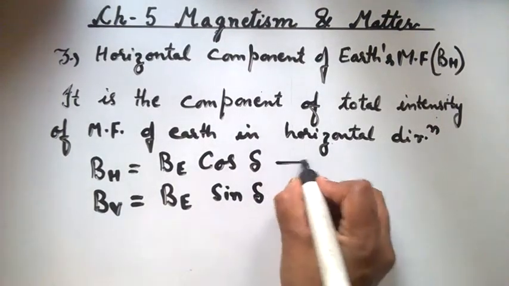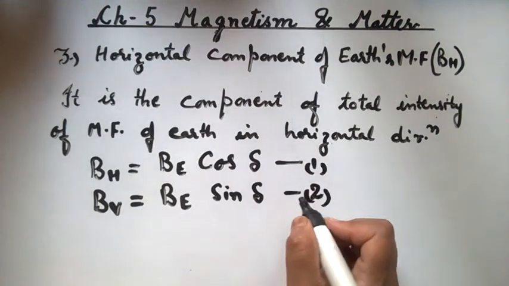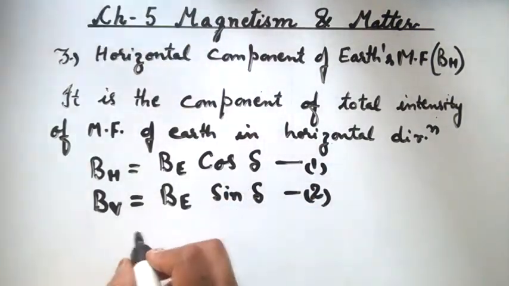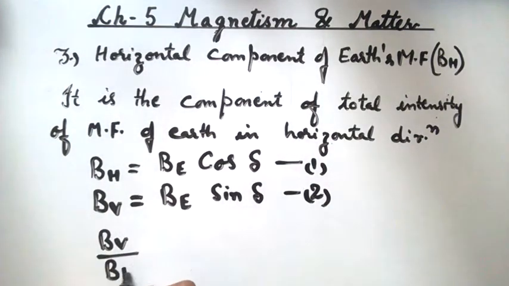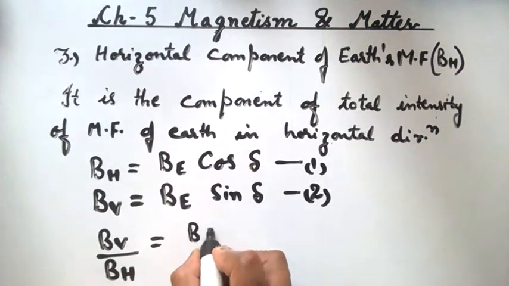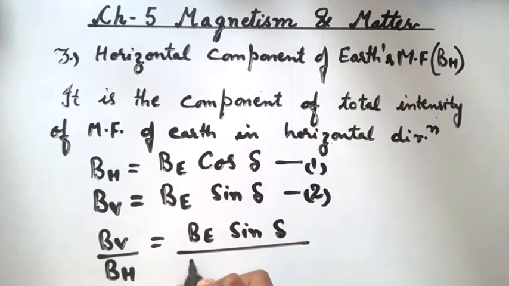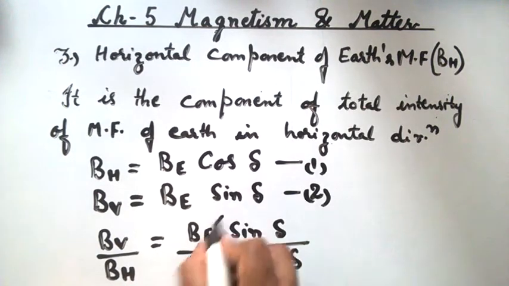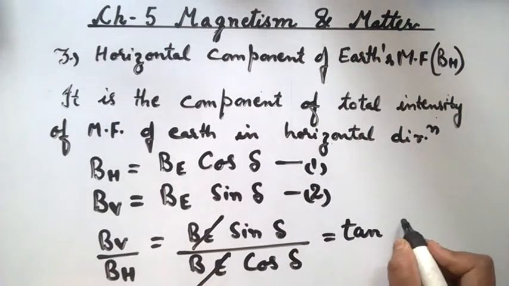This is equation number 1 and this is equation 2. On dividing 2 by 1 we get tan del, that is BV by BH equals BE sine del by BE cos del, that is equal to tan inclination.